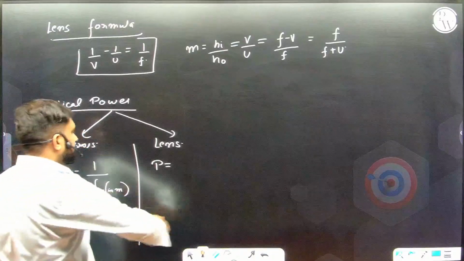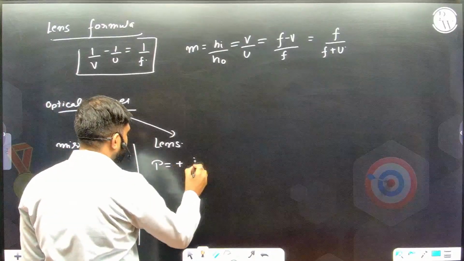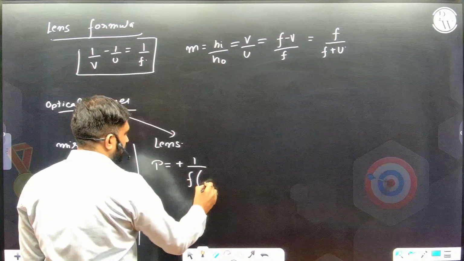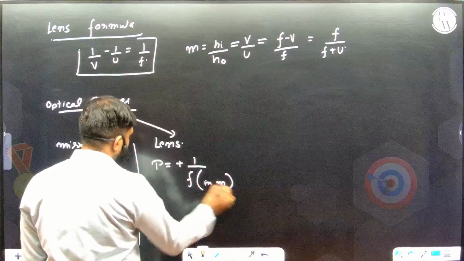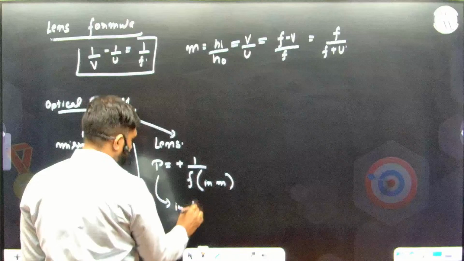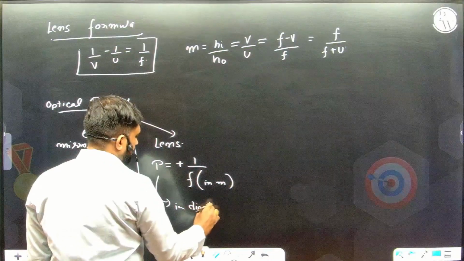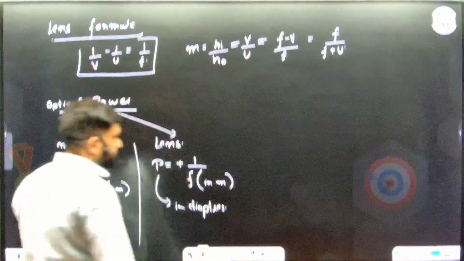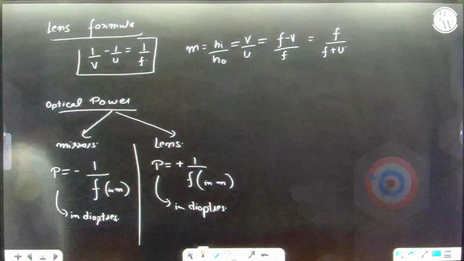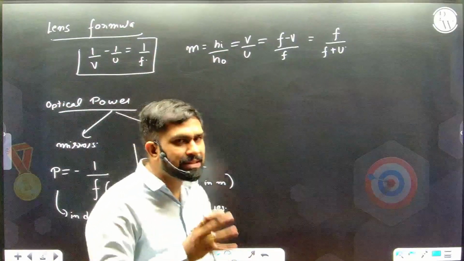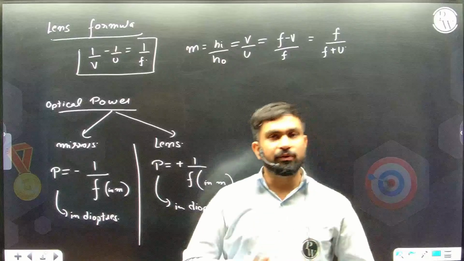Here we take the negative sign and here we take the positive sign. Again it should be in meters, then we'll get the answer in diopters. So this was your formula of power. Optical power basically implies converging power of that device.